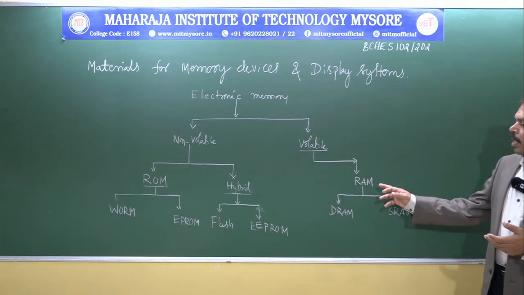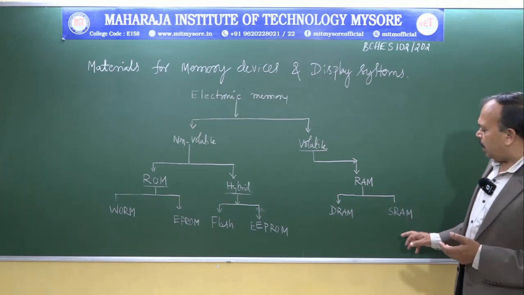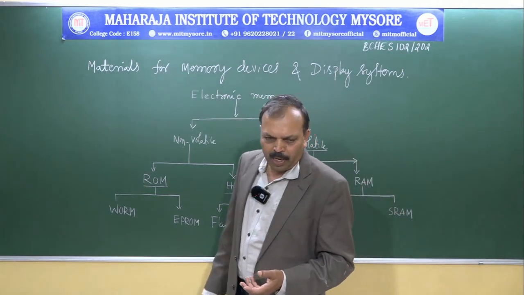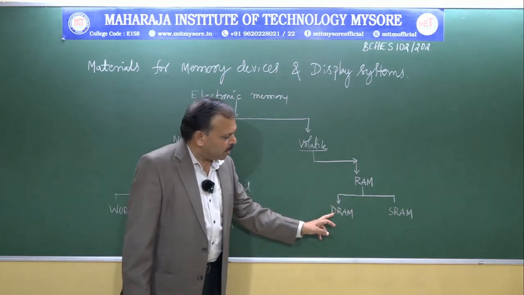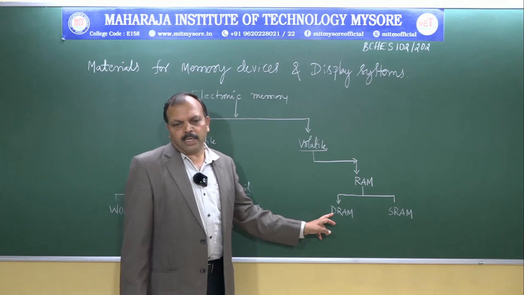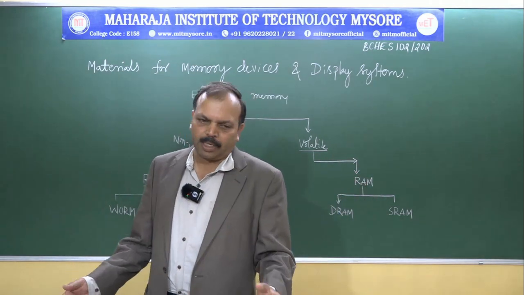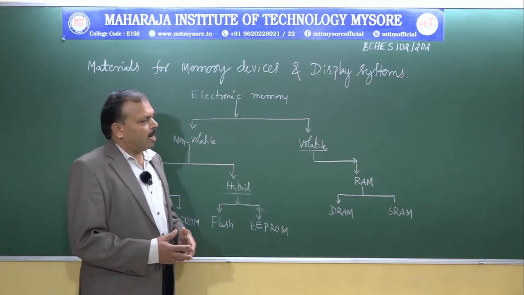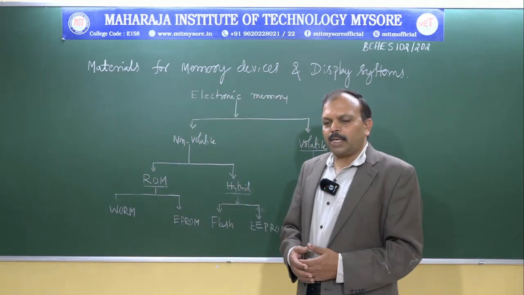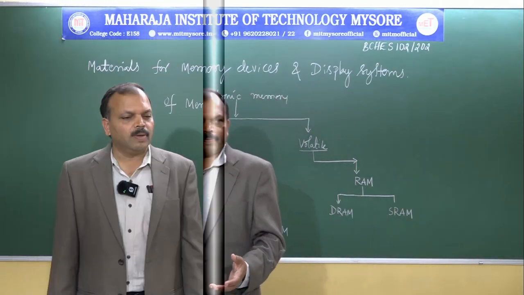Coming to RAM, we have DRAM and SRAM as subclasses. DRAM stands for dynamic RAM, and SRAM stands for static RAM. That is how the different memories are classified, and we take those particular applications in our devices.